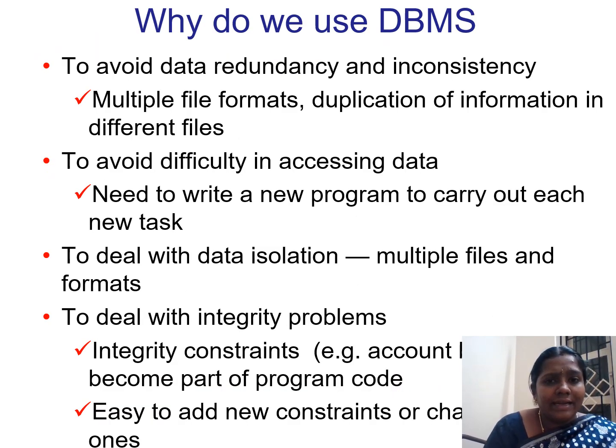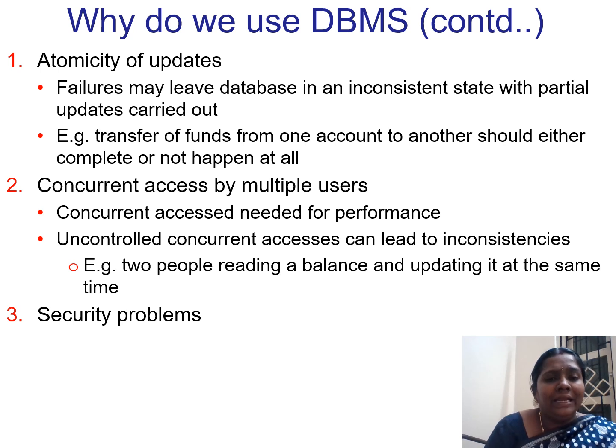To avoid data redundancy. Redundancy is the duplication of data, and inconsistency. We can have multiple file formats of data and duplication of information in different files. To avoid difficulties in accessing the data, we have to write a new program to carry out each task. To deal with data isolation, multiple files and formats are used. To deal with integrity problems, the integrity constraints become a part of the program code, and they are hard to change because they are program constrained. So these are some of the main important reasons for following the database management system.